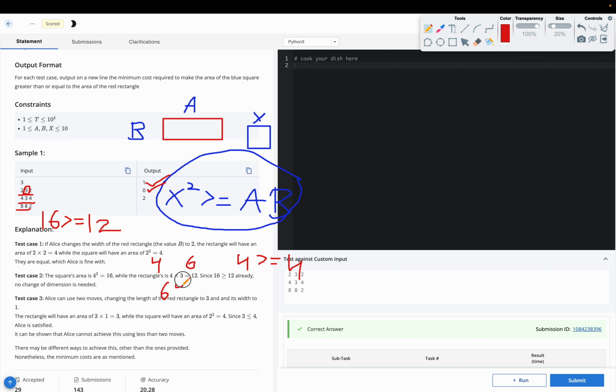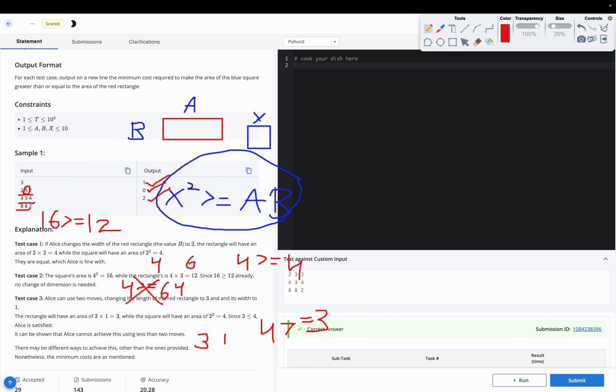Now in case of 8 8 2, the square is 4 and the rectangle is 64. So 4 greater than or equal to 64 is not true. What we can do is change it to 3 and 1. So it will be 4 greater than or equal to 3, which is true. Hence we need 2 operations.